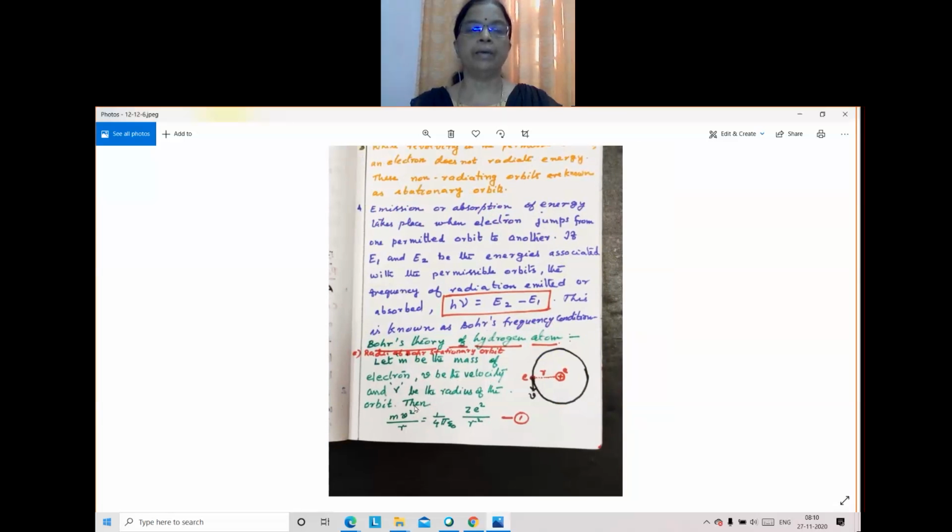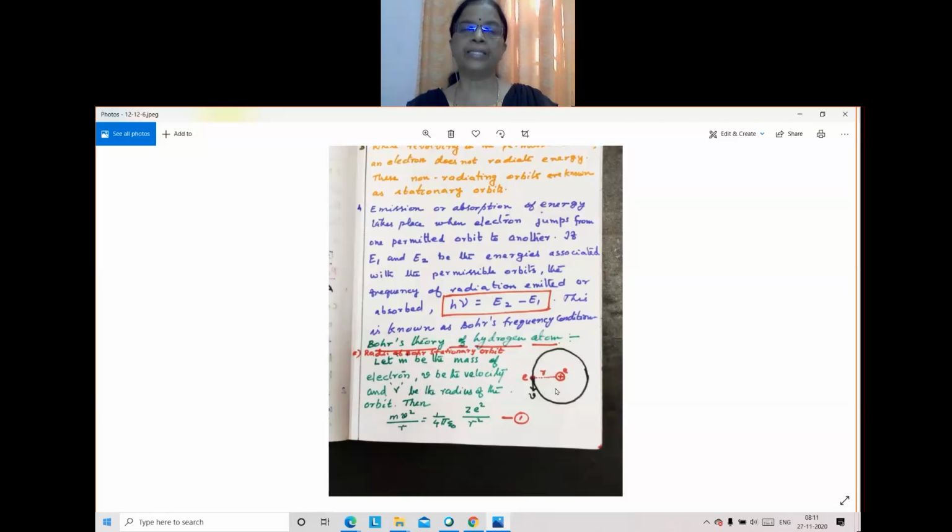So we have to derive the next derivations, very important derivations. First we have studied the postulates of Bohr atom model. The next is the radii of Bohr stationary orbit. We have to derive the expression for radii of Bohr stationary orbit.